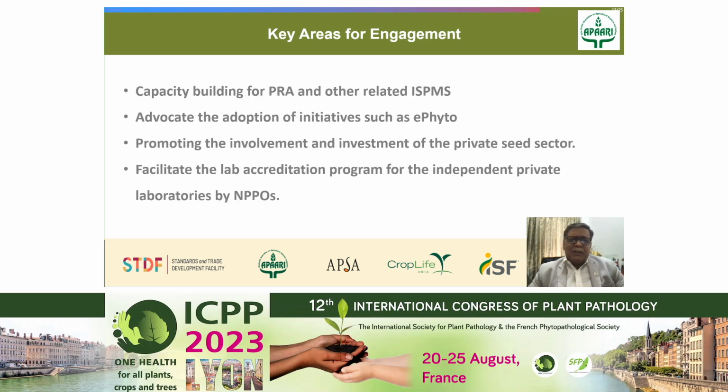Then capacity building for PRA and other related ISPMs for export certification, international seed movement, requirements of the NPPOs, the pest risk analysis, surveillance, pest-free areas, and so on. Advocate the adoption of initiatives such as ePhyto. This ePhyto has become very crucial in this era of digitalization.